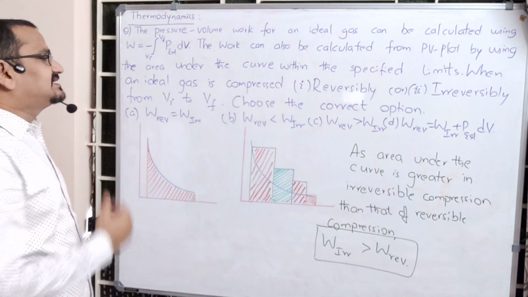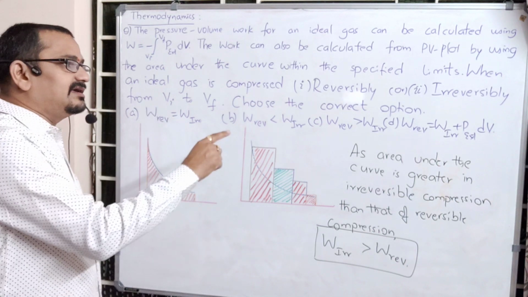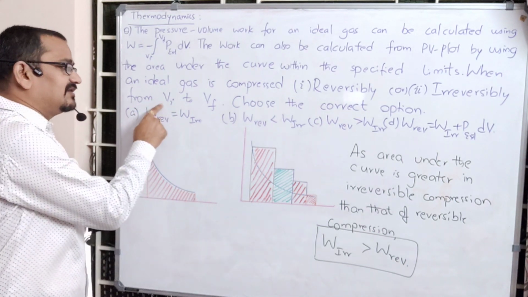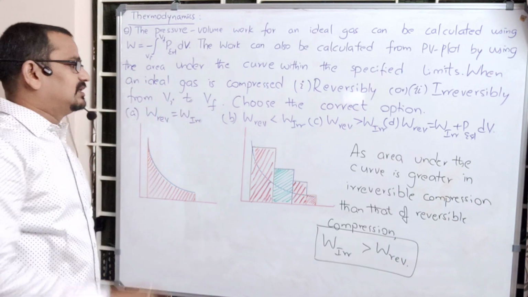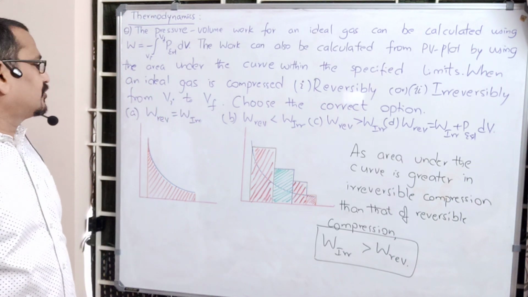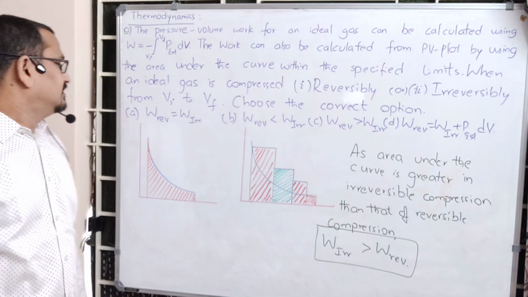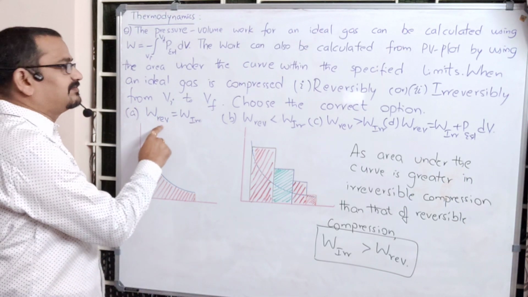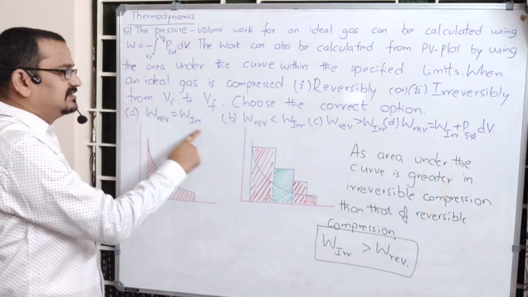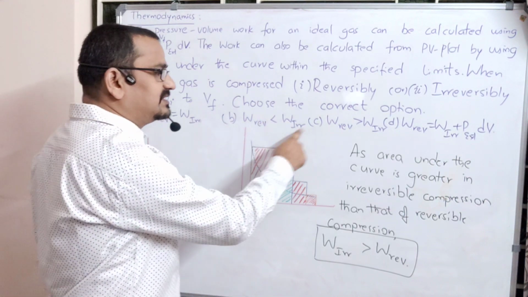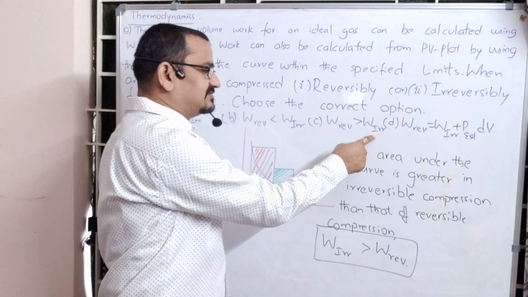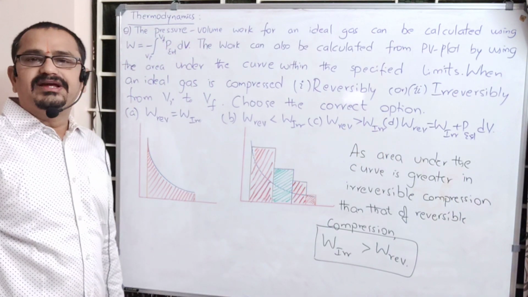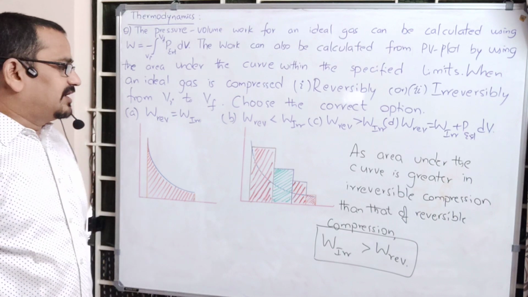When an ideal gas is compressed reversibly or irreversibly in two ways, from initial volume Vi to final volume Vf, choose the correct option. That is the question given. So work done in a reversible compression is equal to irreversible; reversible is less than irreversible; reversible is greater than irreversible; or reversible is equal to irreversible plus PdV. Right. Now let us see.